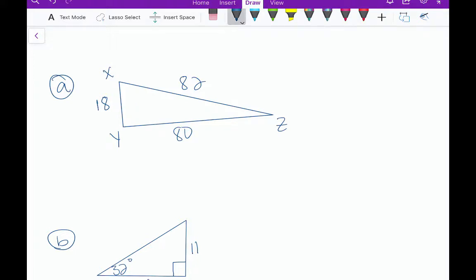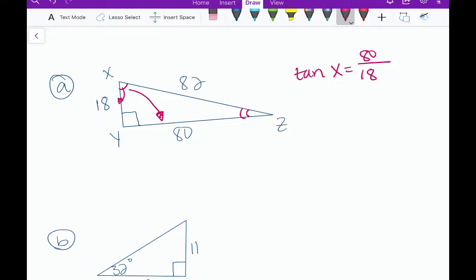I have a right triangle here, and I know the lengths of the triangle. What we're going to do here is find the tangent of the two acute angles. What are the acute angles? X and Z. Why are they acute? Because they add up to 90, and so neither of them can be 90 or greater than 90. So the tangent of angle X is going to be equal to opposite, which is 80, over adjacent, which is 18. Again, we don't want to use the hypotenuse.